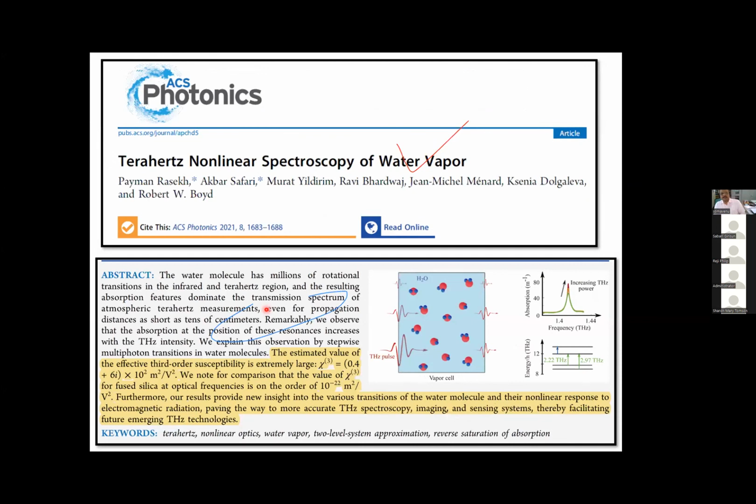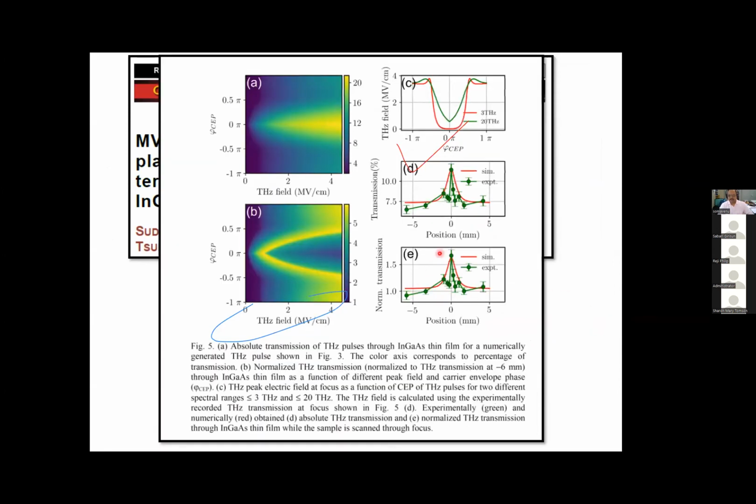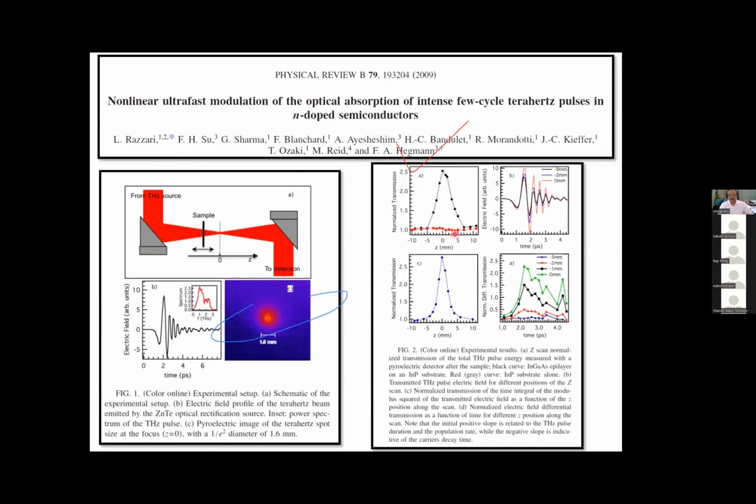People also have done the terahertz Z scan. For example, this group, the Robert Boyd group, studied water vapor, and then they did the terahertz Z scan and then tried to understand. Another group studied terahertz nonlinearities in indium gallium arsenide. This is how the terahertz Z scan looks like, more of it is saturable absorption. Another group studied indium antimonide semiconductors. So these are very difficult experiments for aligning such setups. It's not easy.